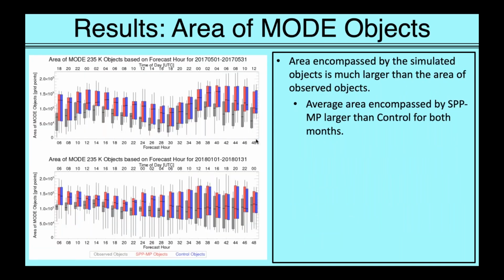So moving on to MODE, since I was talking about it so much. Like I said, these objects are identified using 235 Kelvin. And we wanted to look at the area encompassed by the simulated objects compared to the observation area.